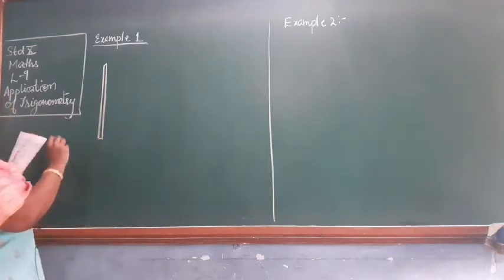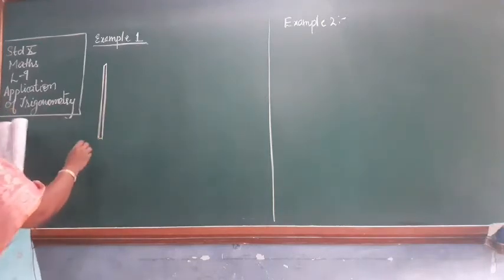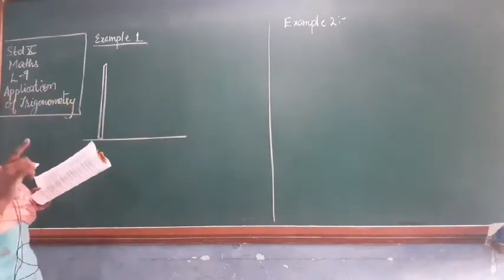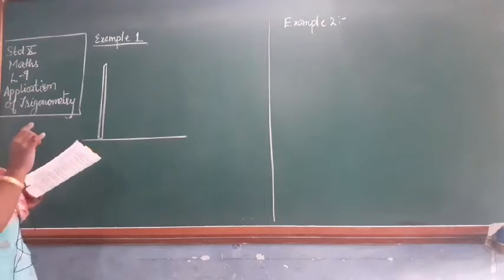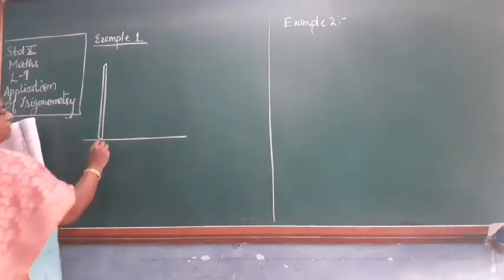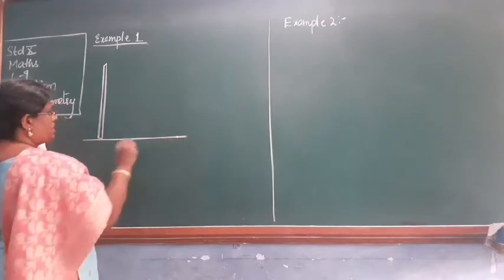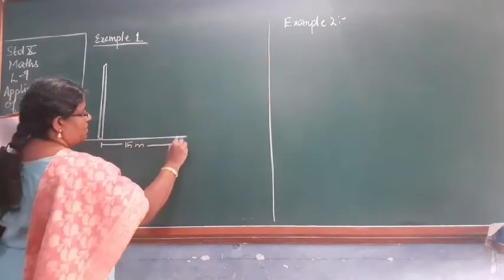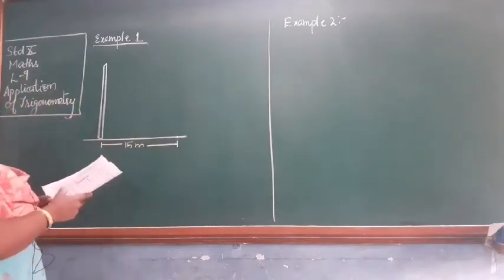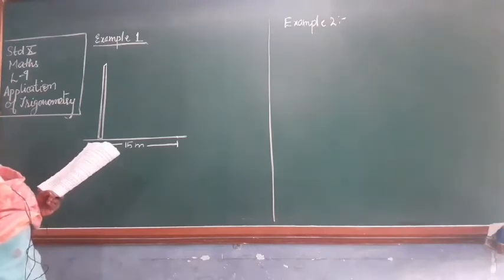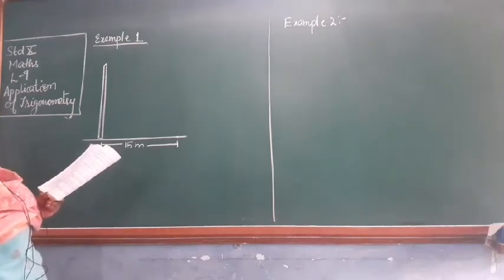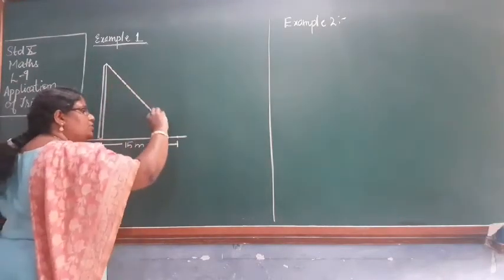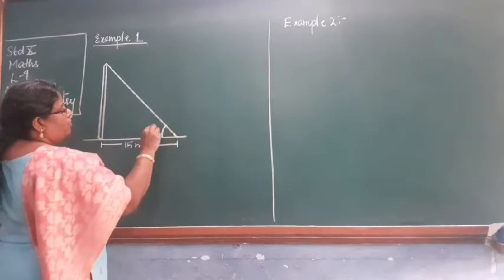Just we will draw a tower. It stands vertically on the ground. This is the ground. And from the point on the ground, it is 15 meters away from the tower. So there is a point on the ground which is 15 meters away. So this is 15 meters away. And the angle of elevation of the top of the tower is found to be 60. So from this point, the angle of elevation to the top of the tower is found to be 60.